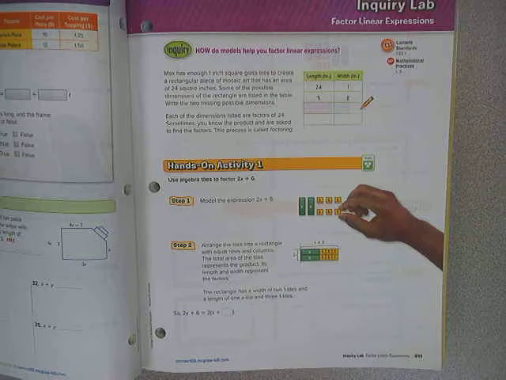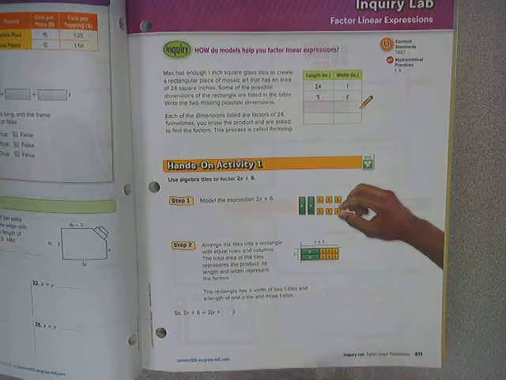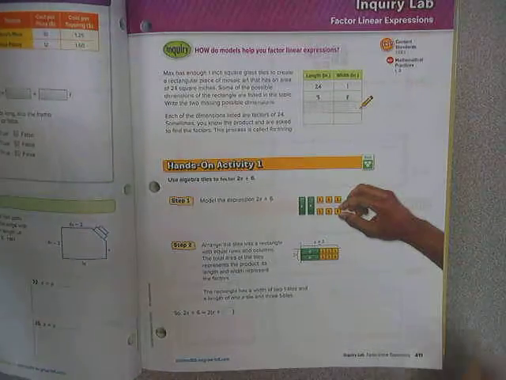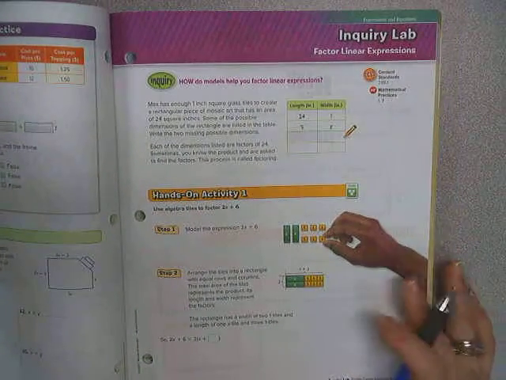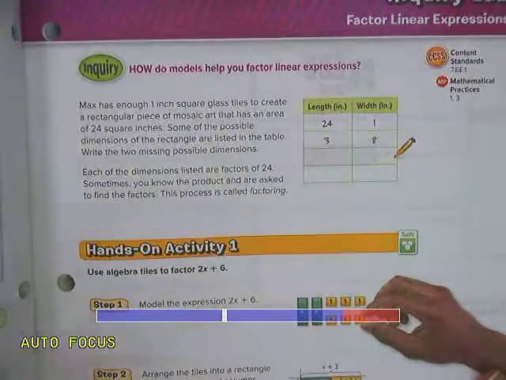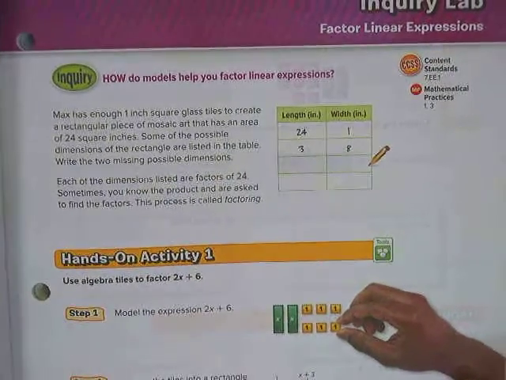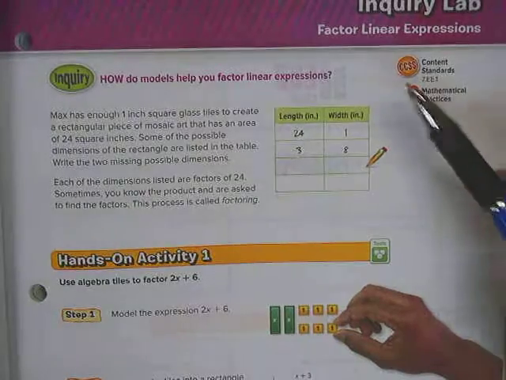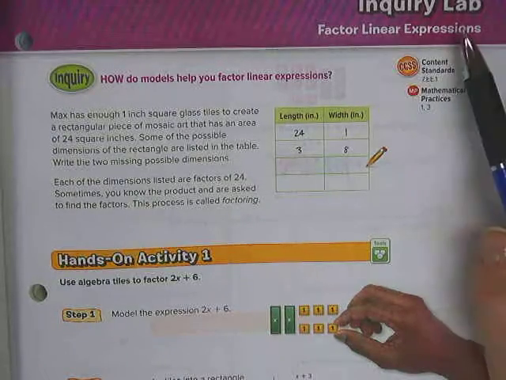Today's lesson is the Inquiry Lab found on page 411. So if you can please pull that out. And you will also need some algebra tiles, which I will show you about in just a minute, but they will be on your desks. Today we're going to revisit this idea of factoring a linear expression.